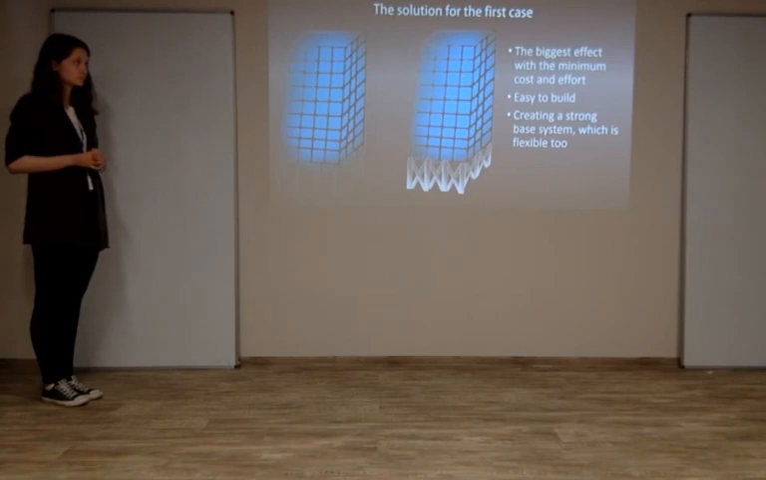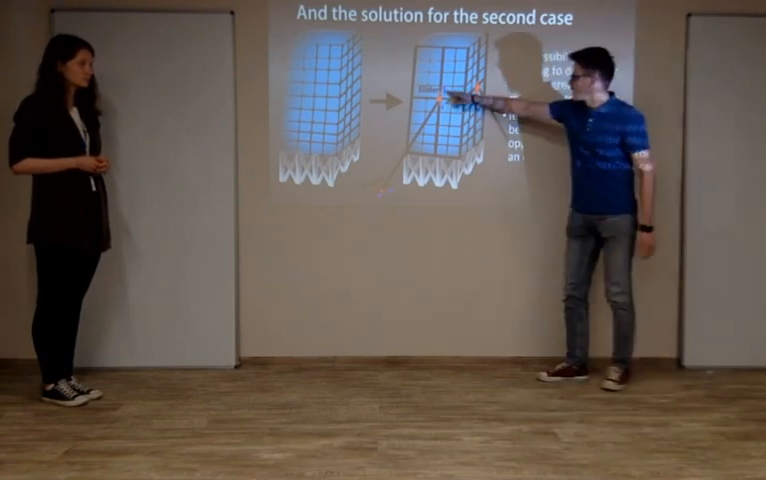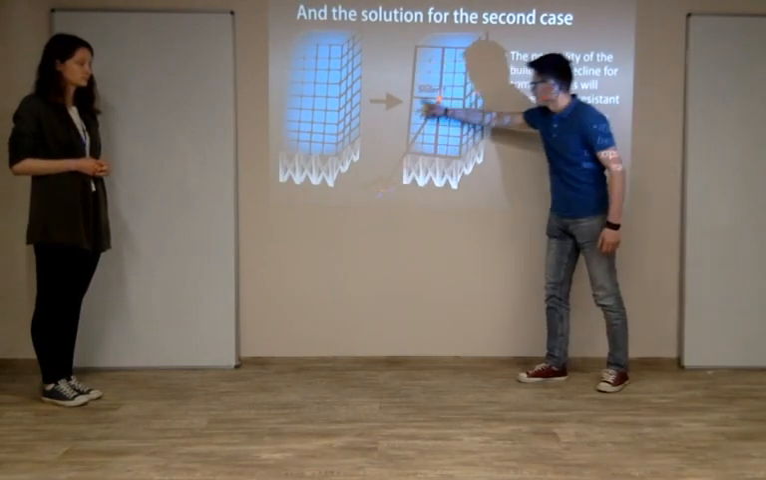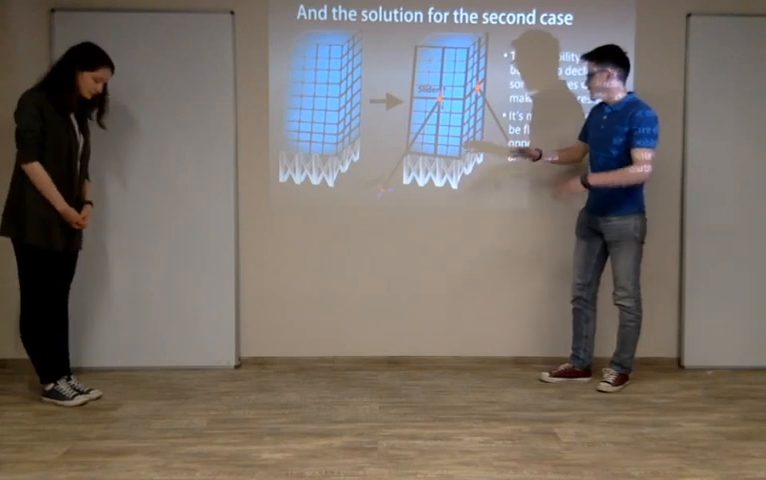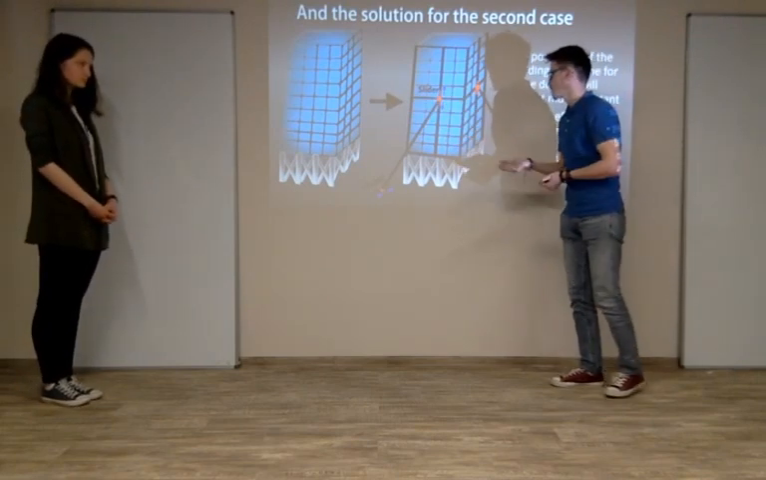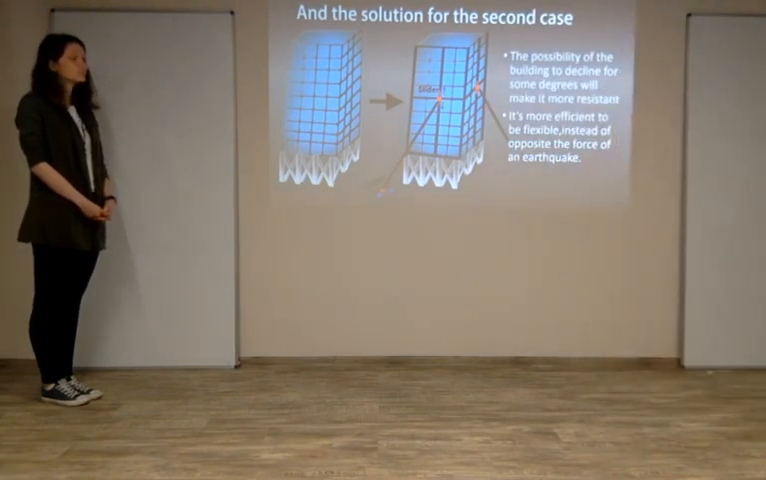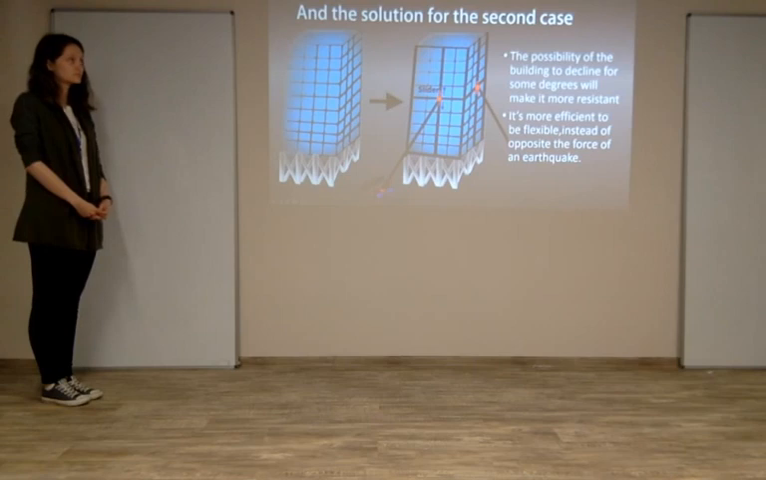Now, for the second case, after we solved the first one, we have two sliders on each side of the building, and those sliders will slide when an earthquake occurs. It's more efficient to be flexible instead of opposing the force of an earthquake, because that would not be efficient.